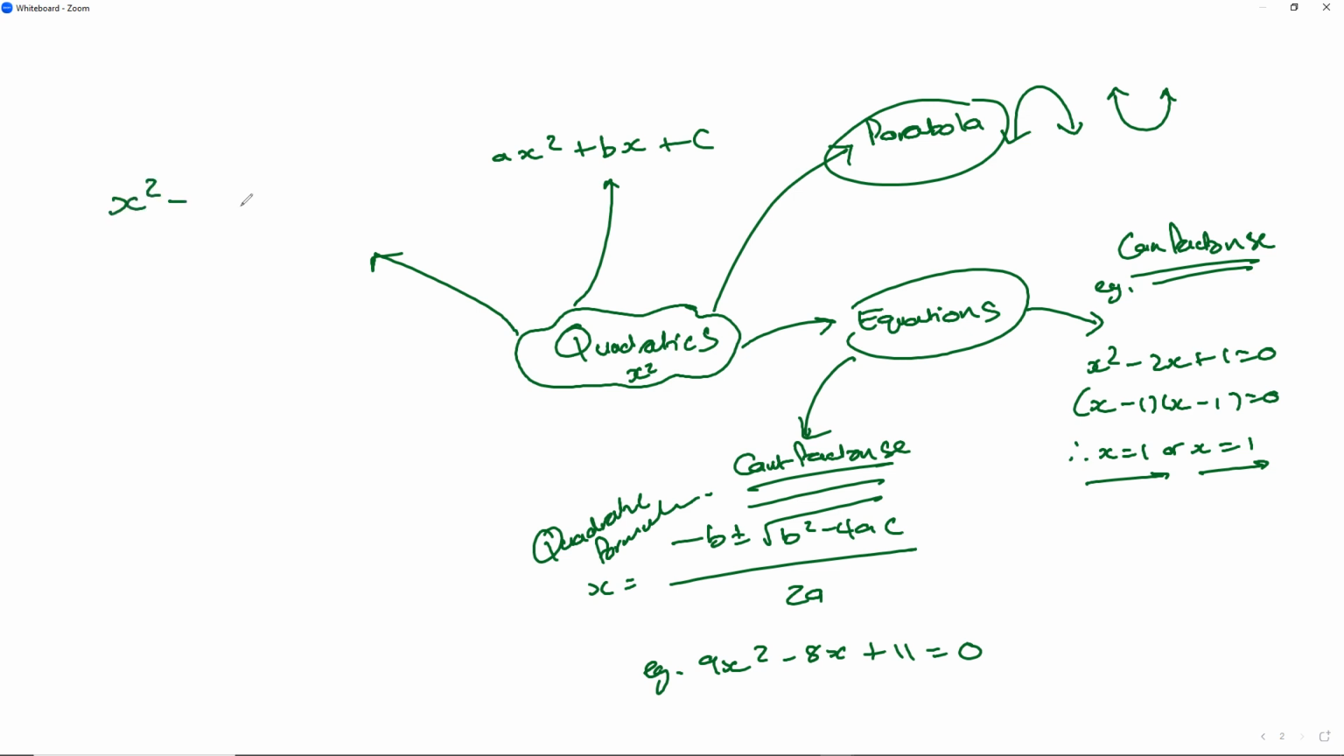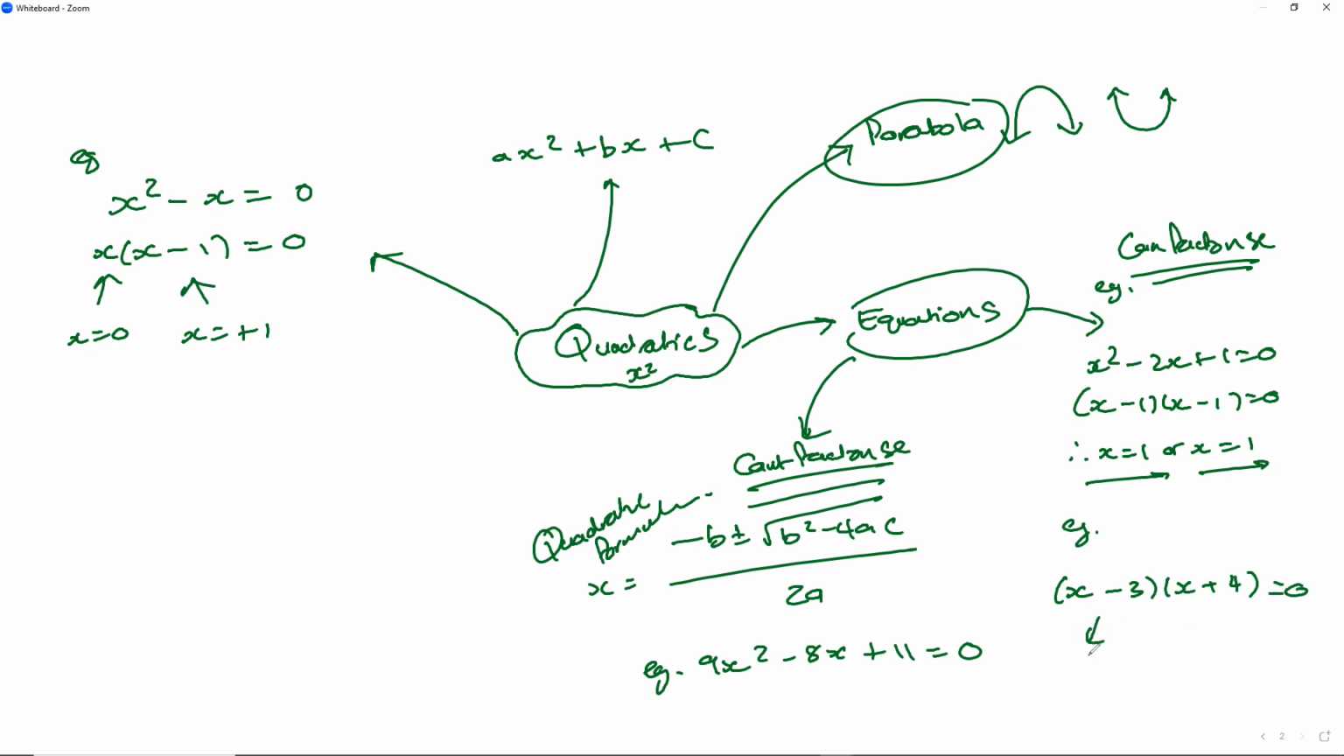It can just be like x squared minus x equals 0, for example, in which case we just factorize x out and then a bracket. When x is alone, we must remember x can equal 0. When x is with a number, it's always the opposite sign, so x equals positive 1. We also have the case, for example, if I factorize something that ends up as x minus 3, x plus 4, it's always the opposite sign that x is. So x equals 3 over here, and x equals negative 4 over here.